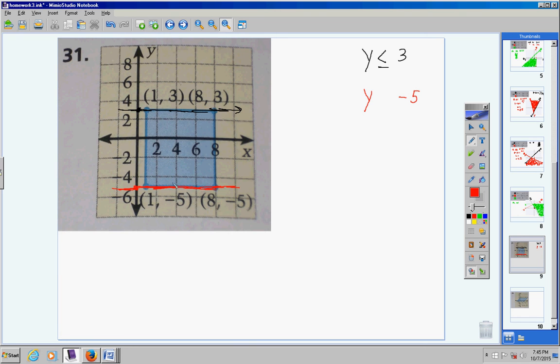So if I'm shading above the red line, that's y is greater than. It's a solid line, so greater than or equal to.